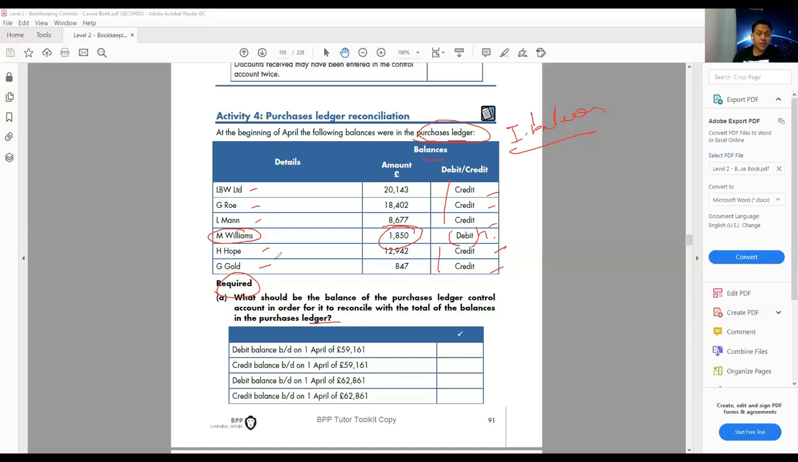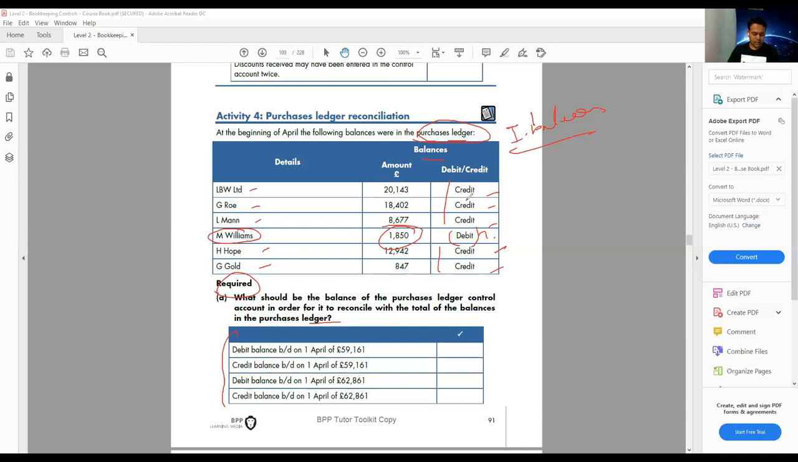Okay. All you need to do is add all the credits and minus the debit. So which answer are you expecting from here? 59. How come you have 50? In the answers, there is no 50 even, isn't it? So 59161 credit. 59161. What do you think? Yeah, 59161. And should it be debit or credit? It's credit. Because my credit is higher than my debit, isn't it? So my credit balance is higher than the debit.